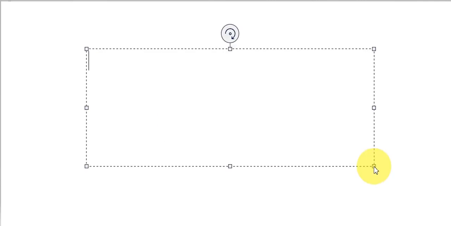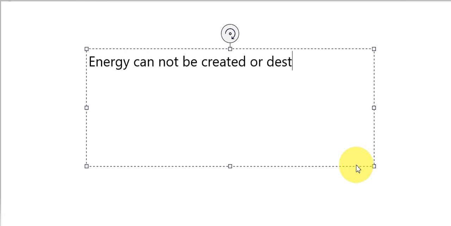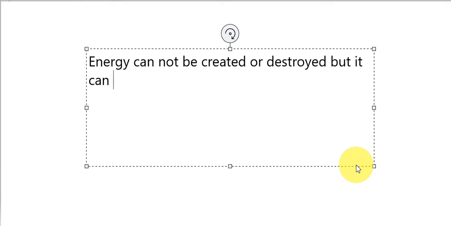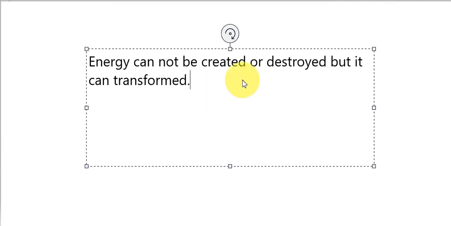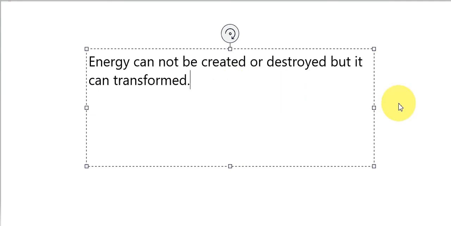Hello, in this video we will study the first law of thermodynamics, which states energy cannot be created or destroyed, but it can be transformed. In order to understand this statement of the first law of thermodynamics, we will consider an example of a ball.